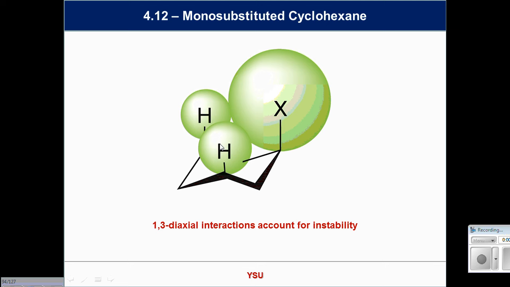Now listen to this. You cannot have 1,2 diaxial interactions. Why not? Because they're pointing in exactly the opposite directions when they are 1 and 2. It just doesn't make any sense. It's only when they're pointing either straight up above or straight down below that axial substituents can interact across the cycle and give you a problem. So that's the definition there.